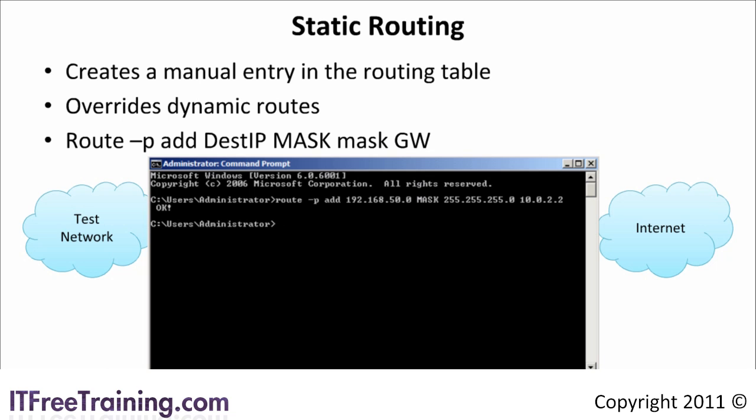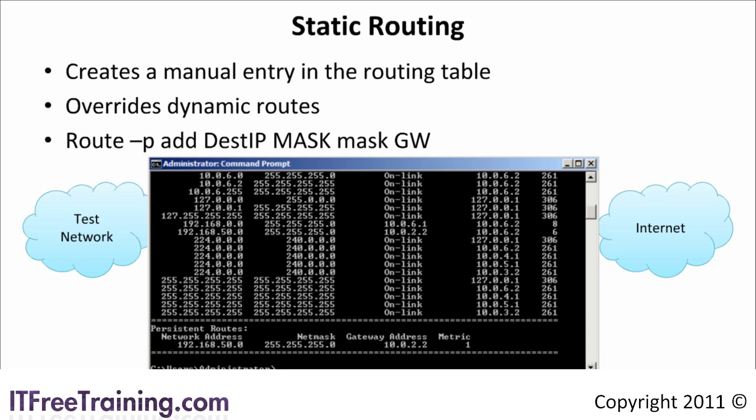Once added, you can view the route table by entering in route print. I have added the -4 switch so that I will only see IP version 4 routes. As you can see, the persistent route is at the bottom of the screen.